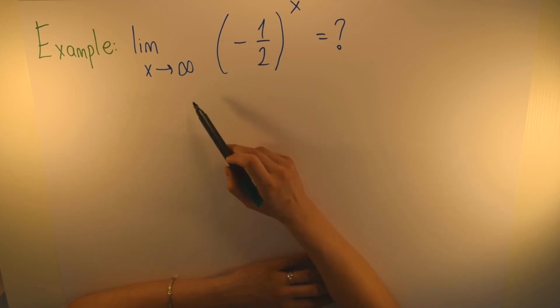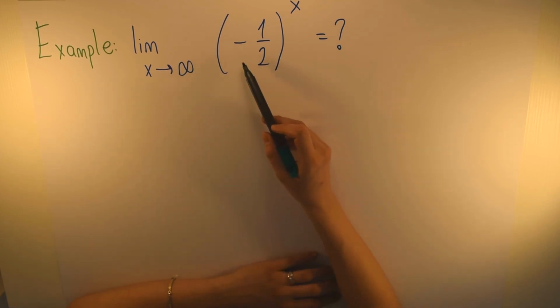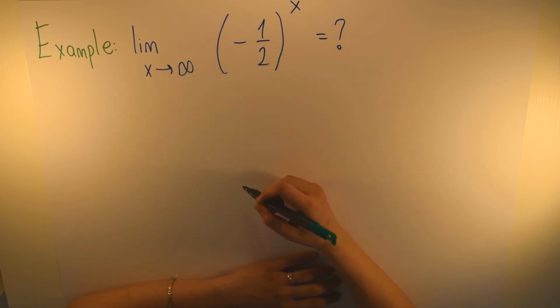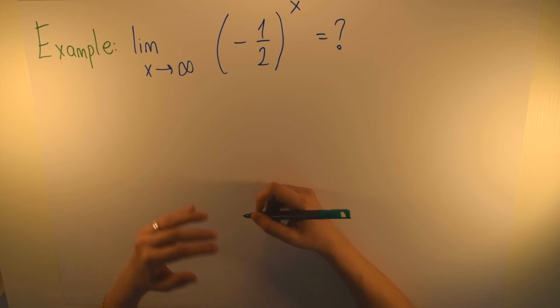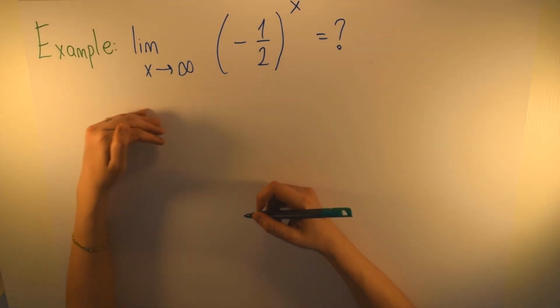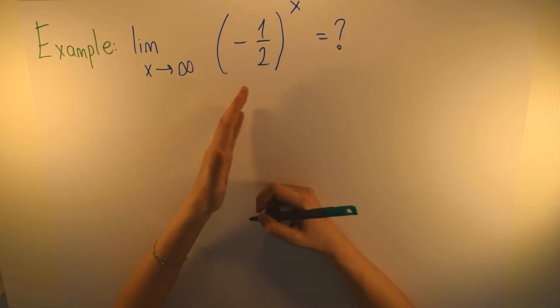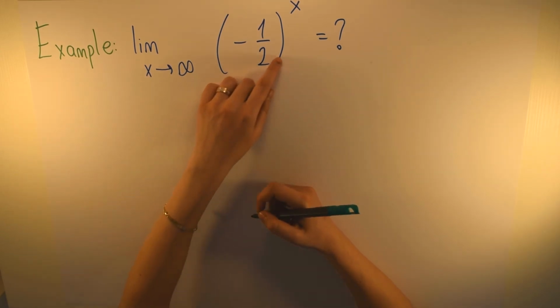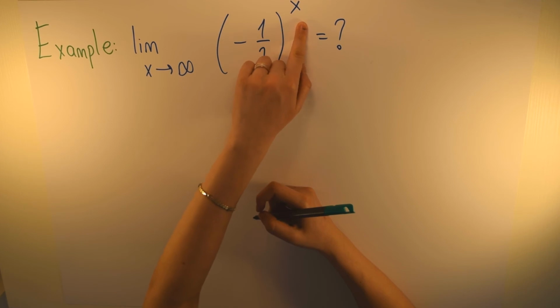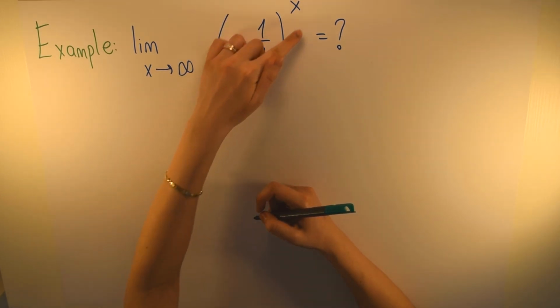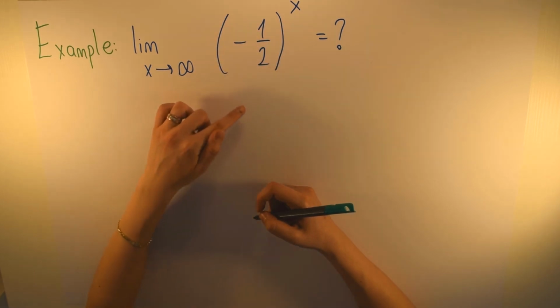Here we have the limit as x approaches infinity of minus 1 over 2 to the power of x. So as I said before, you don't need to know any formula or rule when it comes to these questions. Okay, just start giving values to x from 1 and let's see where it goes. So when we give x odd values here, this expression will be negative. When we give x even values, this expression will be positive, right?